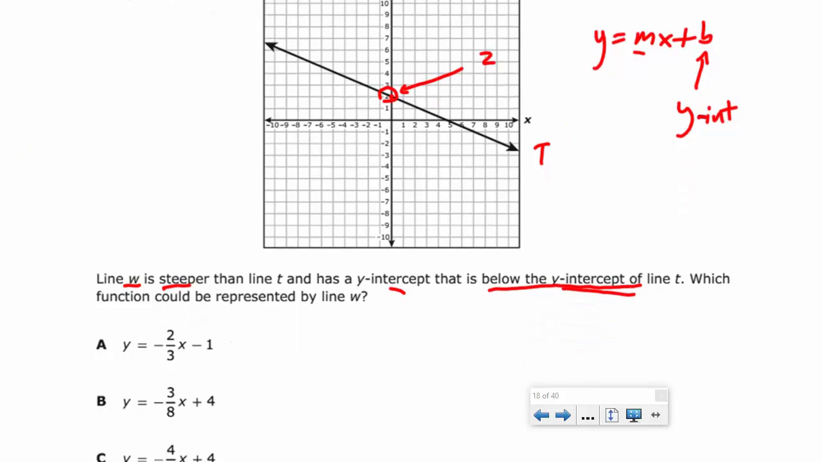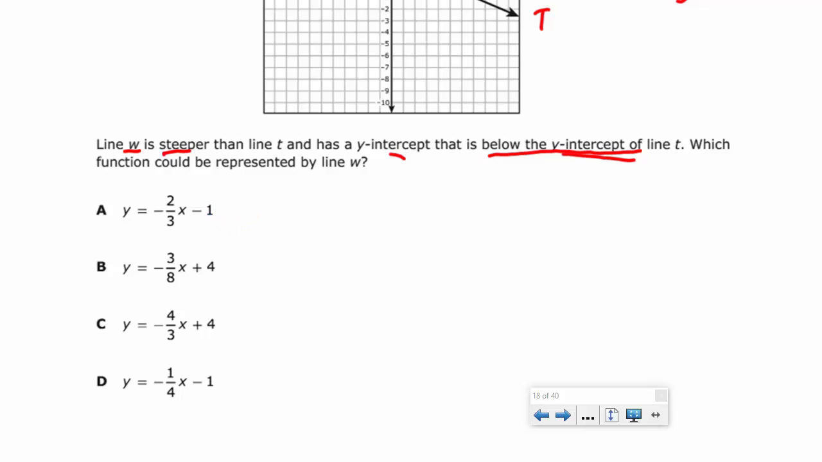So let's check out the answers. These numbers here on the end are y-intercepts, all of them. Which ones are less than 2? Quite obviously, these two values of 4 are not less than 2. So only -1 is less than 2, and so is this other one. You've eliminated half your answers just by knowing that little fact. Now you can make an educated guess if you had to, but we're not big on guessing.